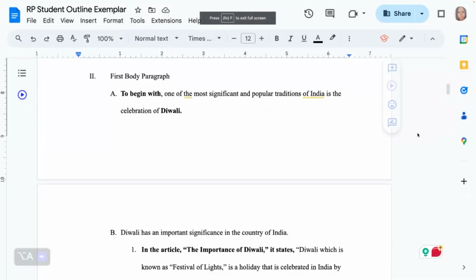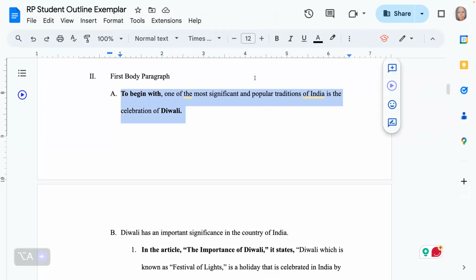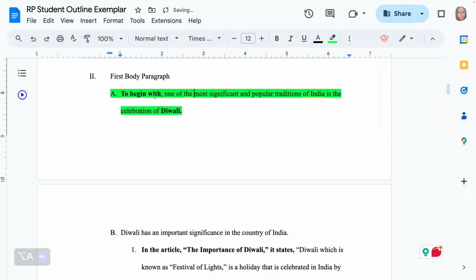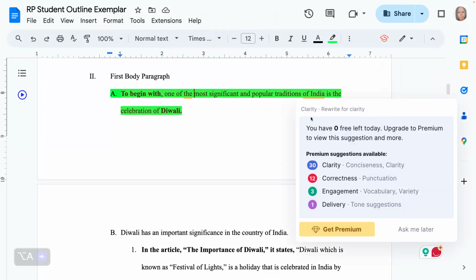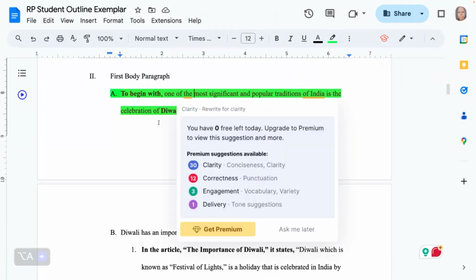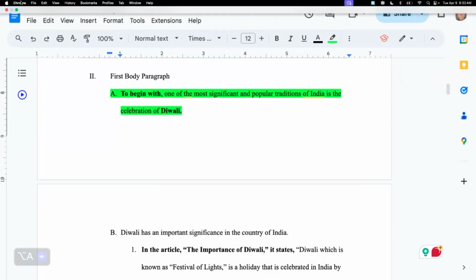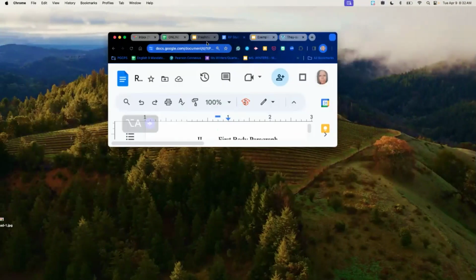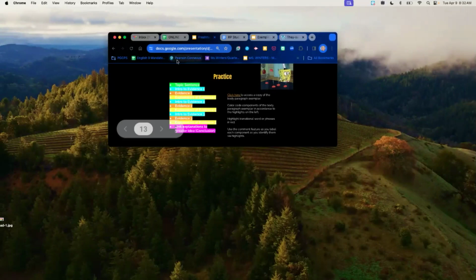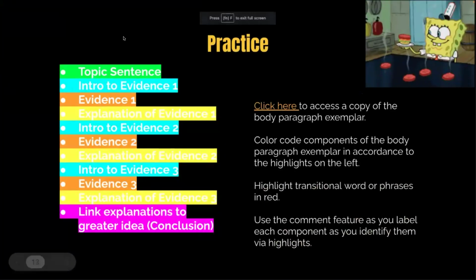All right, so for example, the topic sentence, to begin with, one of the most significant and popular traditions of India is the celebration of Diwali. This is great. She has a transitional word or phrase. I know that her point is talking about Diwali. Okay. All right, so this is a great start. And if it helps, you can actually label and put topic sentence. But for the sake of this presentation, I'm going to move forward.